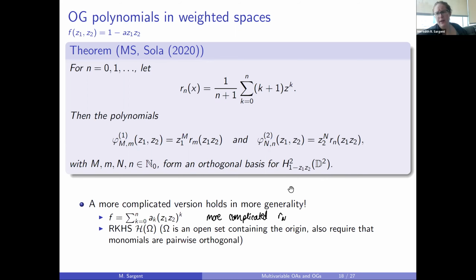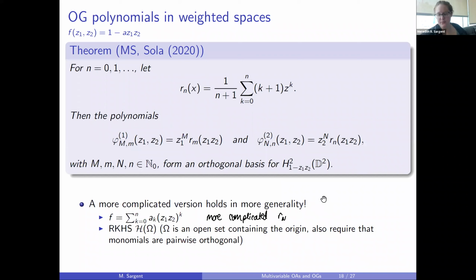And we actually do it in, again, more generality. Here I've written it for just the Hardy space, but we can do it for some reproducing kernel Hilbert space, H of omega. Omega needs to be an open set containing the origin. And in this case, we also require that the monomials are pairwise orthogonal. This is not such a heavy lift. All of our favorite spaces have this.